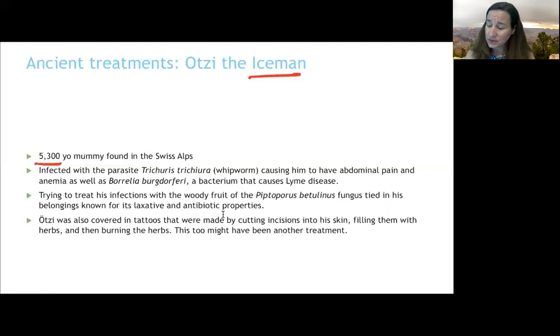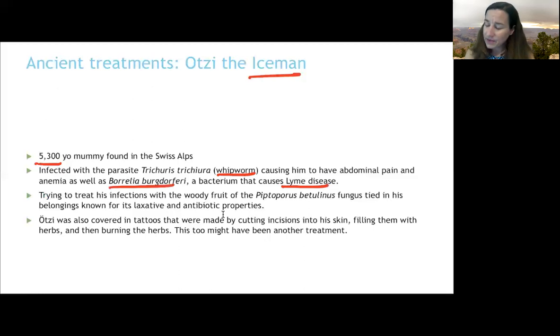Otzi the Iceman was infected with a couple of different microorganisms. He has Trichuris, whipworm, so he's got helminths, worms in his gut. And he also has Lyme disease caused by Borrelia burgdorferi. So he's got Lyme disease and he's got whipworms in his belly. So, okay, he's sick. What does that tell us about using microorganisms?